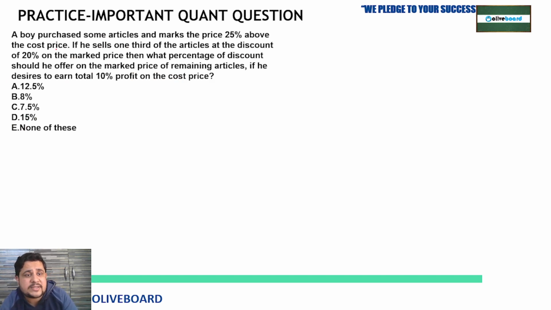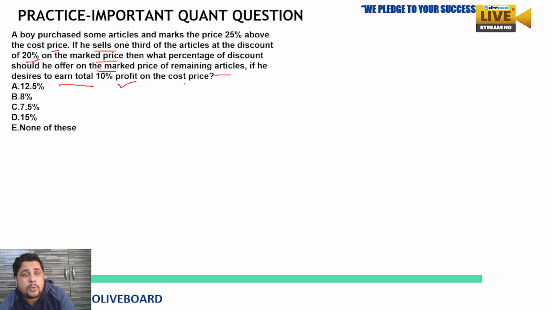Now the next question is: a boy purchased some articles and marks the price 25% above the cost price. If he sells one third of the articles at a discount of 20% on the marked price, then what percent of discount should he offer on the marked price of the remaining articles, if he desires to earn a total 10% profit on the cost price?